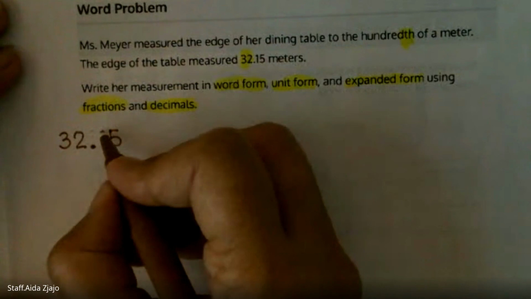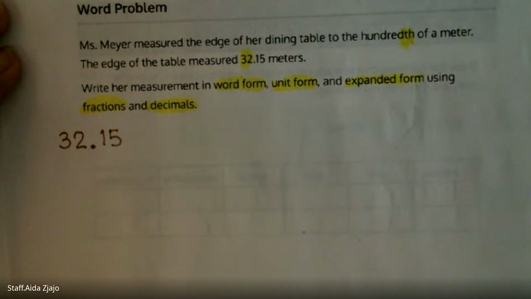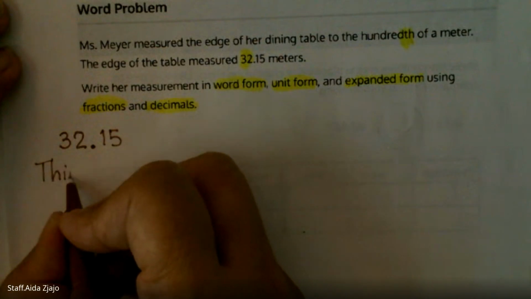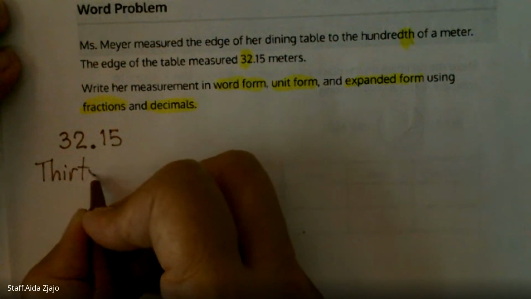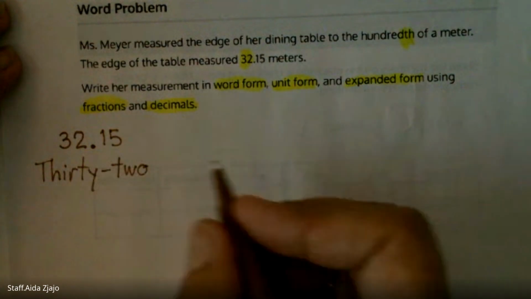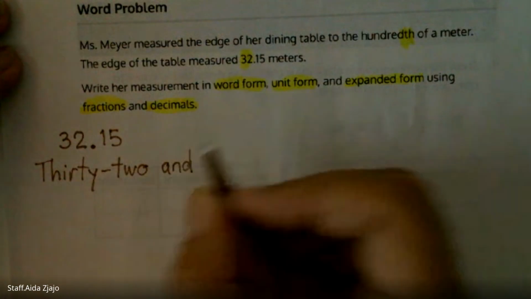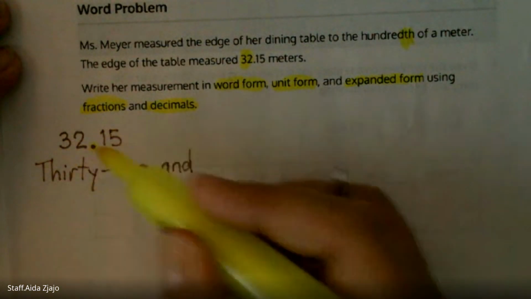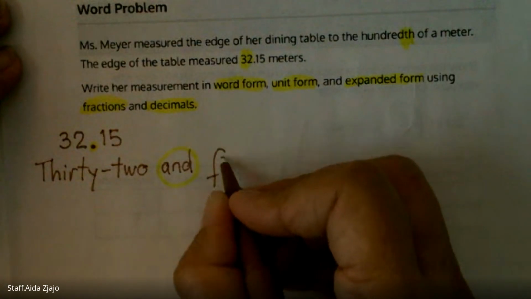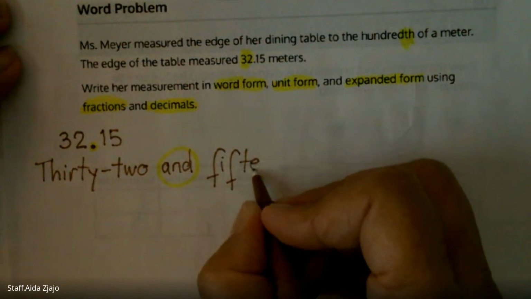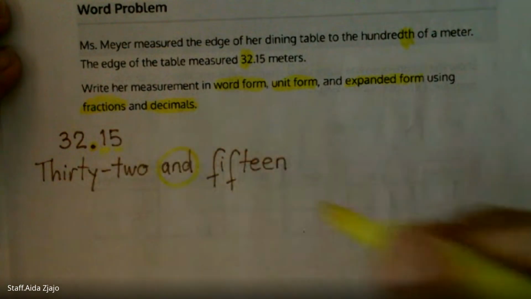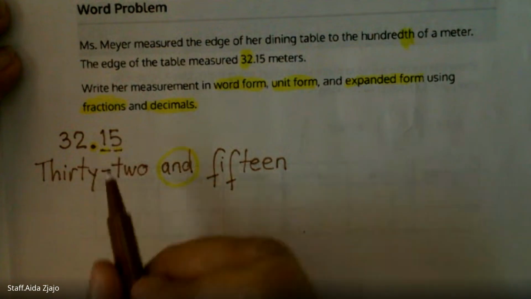If I write this as language, I would say 32 ones, and the decimal that represents this is 15. That's a 15, and it has two place values. You see 1, 2, so that's after the decimal.